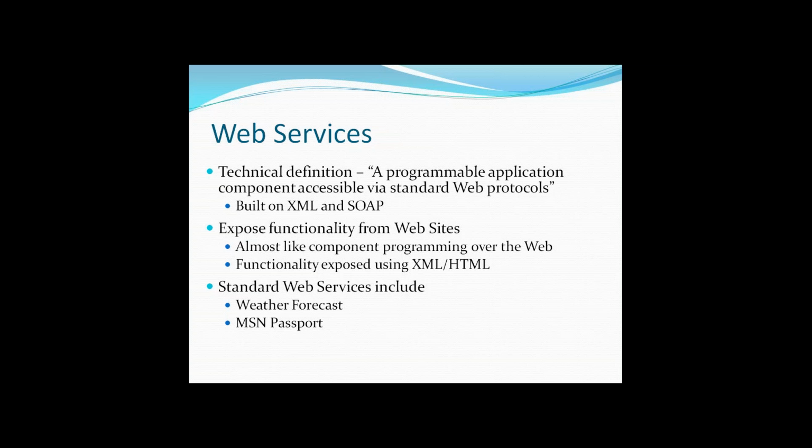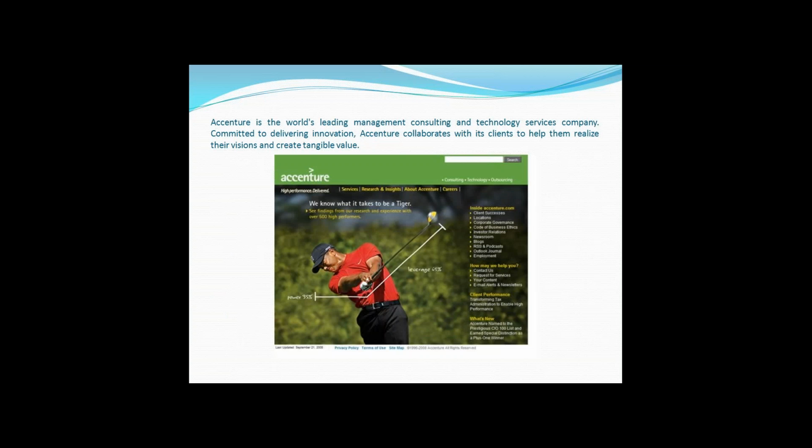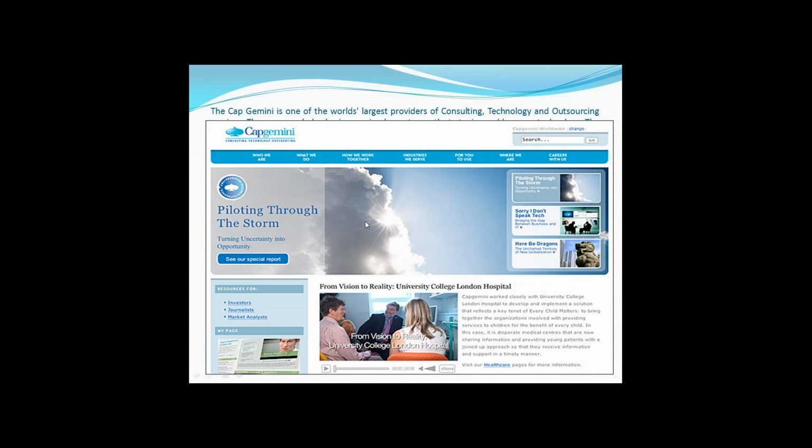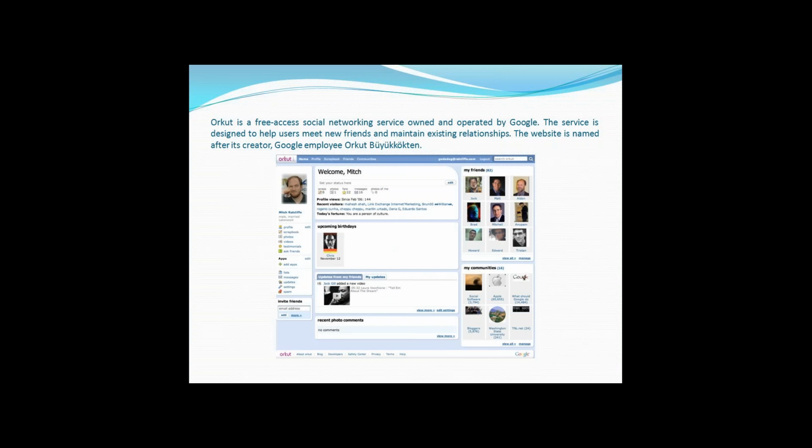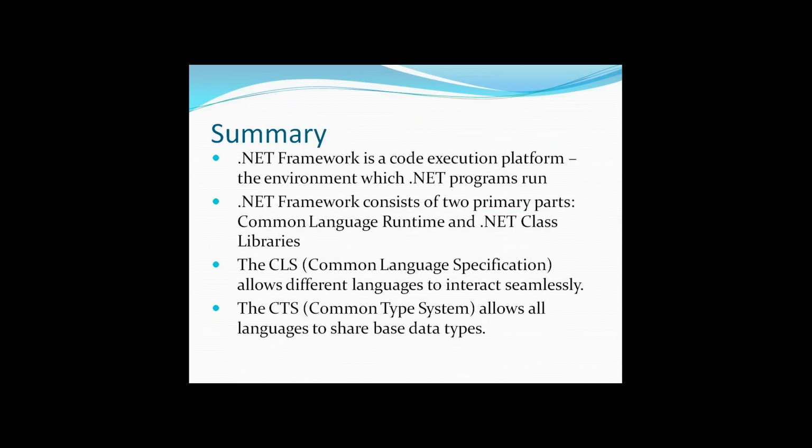It's an advanced concept developed inside 3.0. Fine. Some examples I want to show of what is a web service. Now a famous website is Accenture. Accenture is a leading management consulting technology company. So this interface provides different services. Same like Capgemini also. And Orkut. Orkut is also a social networking service owned and operated by Google.